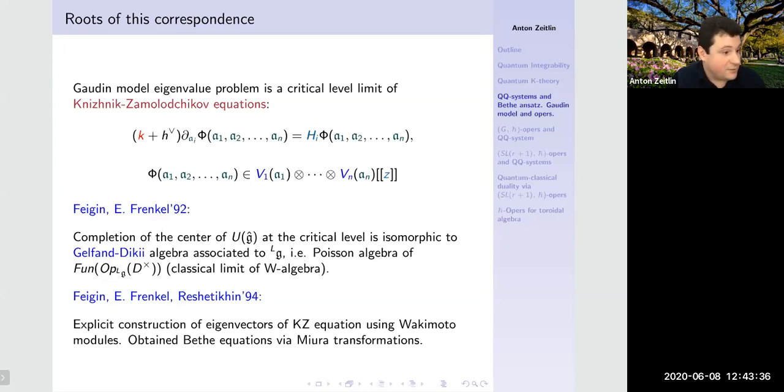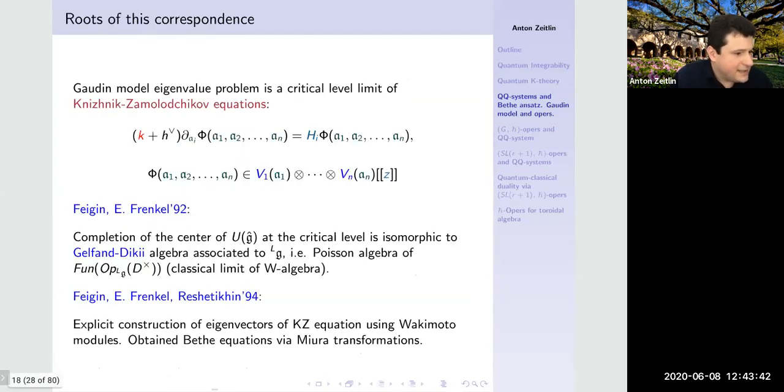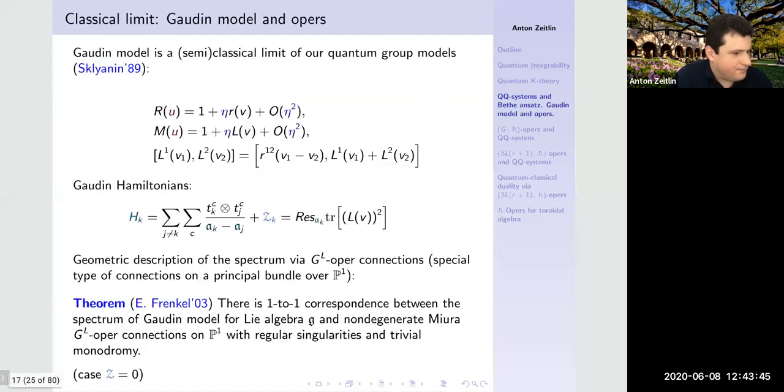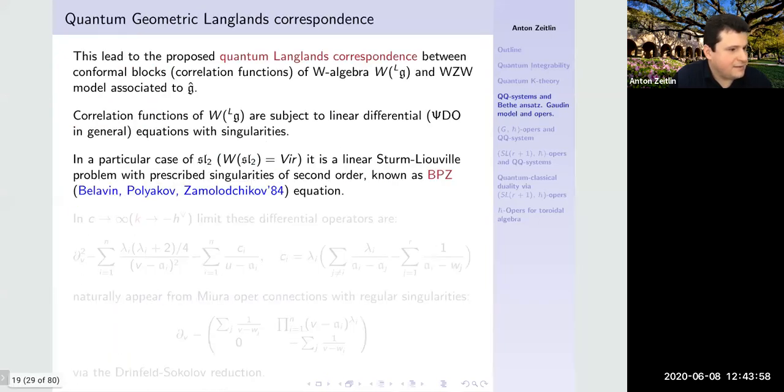So what it led to eventually, and I will give the example, is the one-to-one correspondence between oper connections and the Gaudin model. I will give the example on the next slide. But first, I want to say what it corresponds to now, looking at it from a modern perspective.